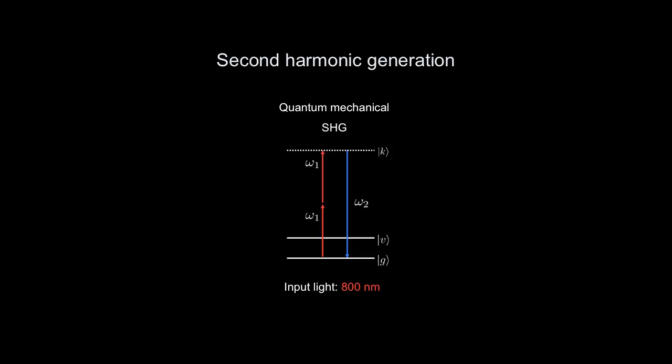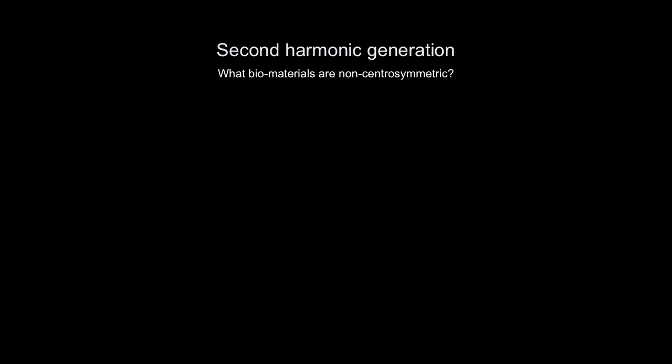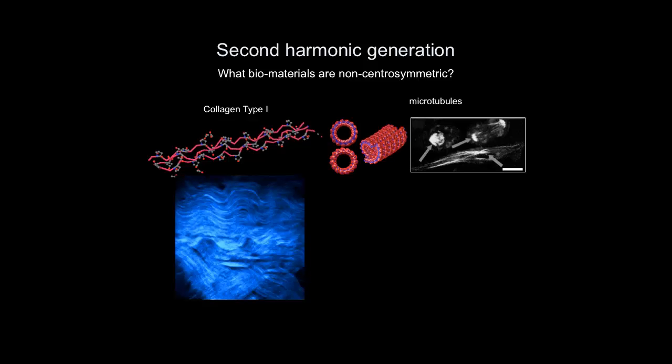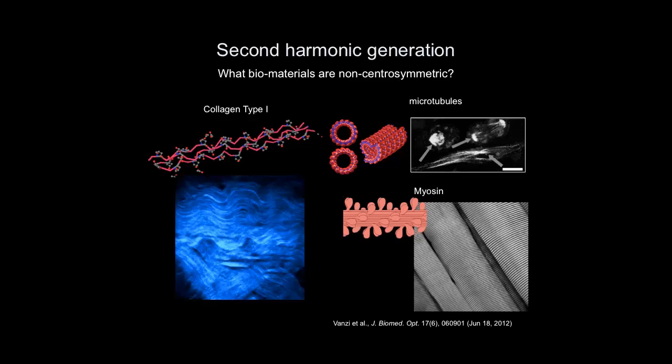If we use an incident light, an excitation light of 800 nanometer, we expect the second harmonic generation light at 400 nanometer. And let me show you some examples of biomaterials that are non-centrosymmetric. One of them is collagen type 1. That's an important protein that we image in the connective tissues. We have the microtubules that are components of the cellular cytoplasm, and we have myosin in muscles that we can image by using second harmonic generation.